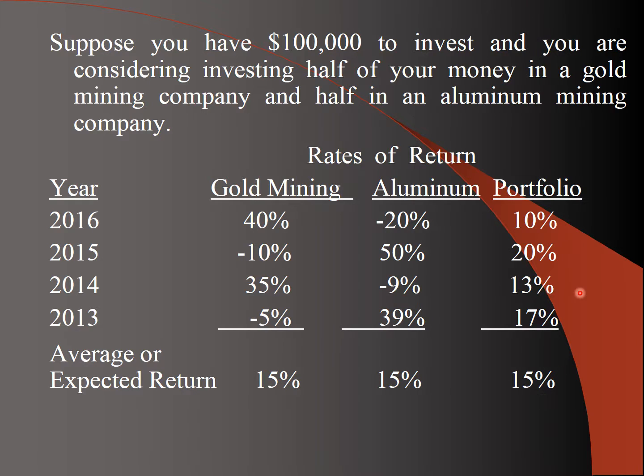So the way I get the portfolio return is if I have half my money in gold mining, so it would be 0.5 times my 40% return, and then half my money lost 20%. Then when I do the weighted average calculation, I come up with a 10% portfolio return. So notice my portfolio return here doesn't vary as much as each of the individual stock returns. But let me go ahead and show you the formula for making that calculation.